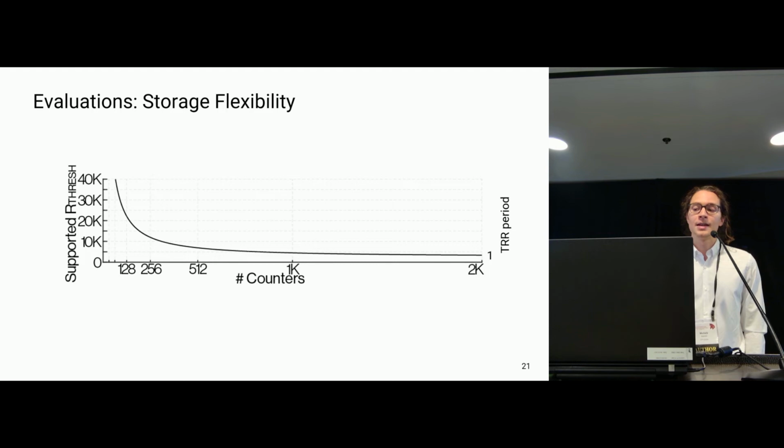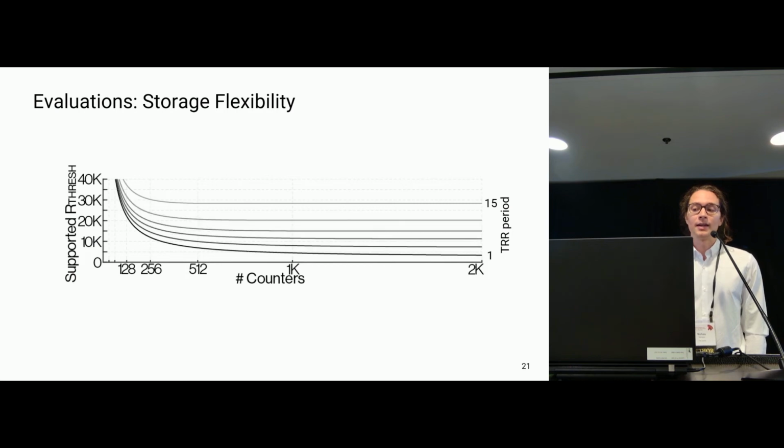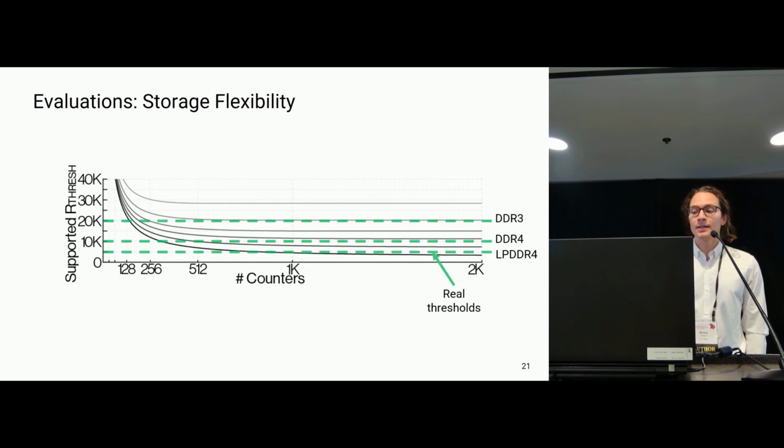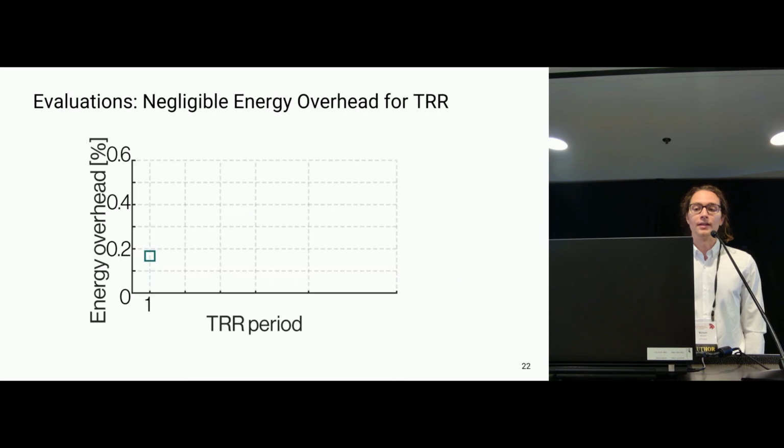We can also vary, as I introduced before, the TRR period, and I will show you between 1 and 15. As you can see, we get a broad range of possibilities. To give you a better understanding, we can look at it with overlapped real thresholds from real devices. In other words, given, for example, a certain amount of counters that the manufacturer wants to use for TRR, depending on the technology that is used and the power, it can decide to set up ProTRR accordingly.